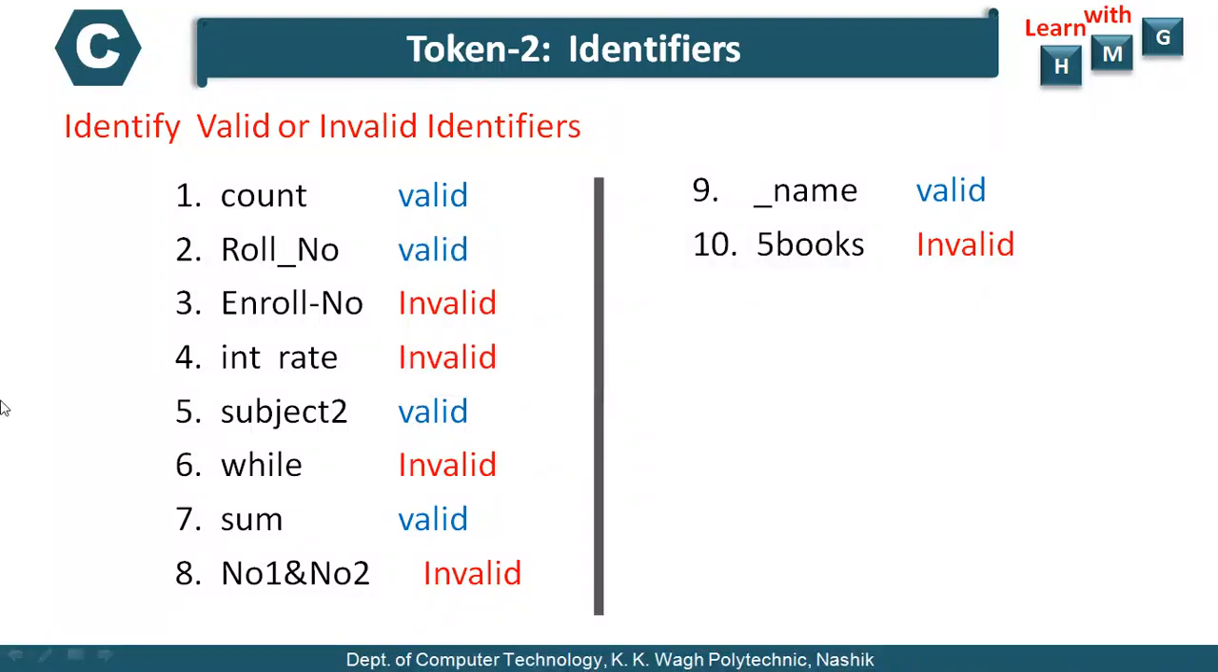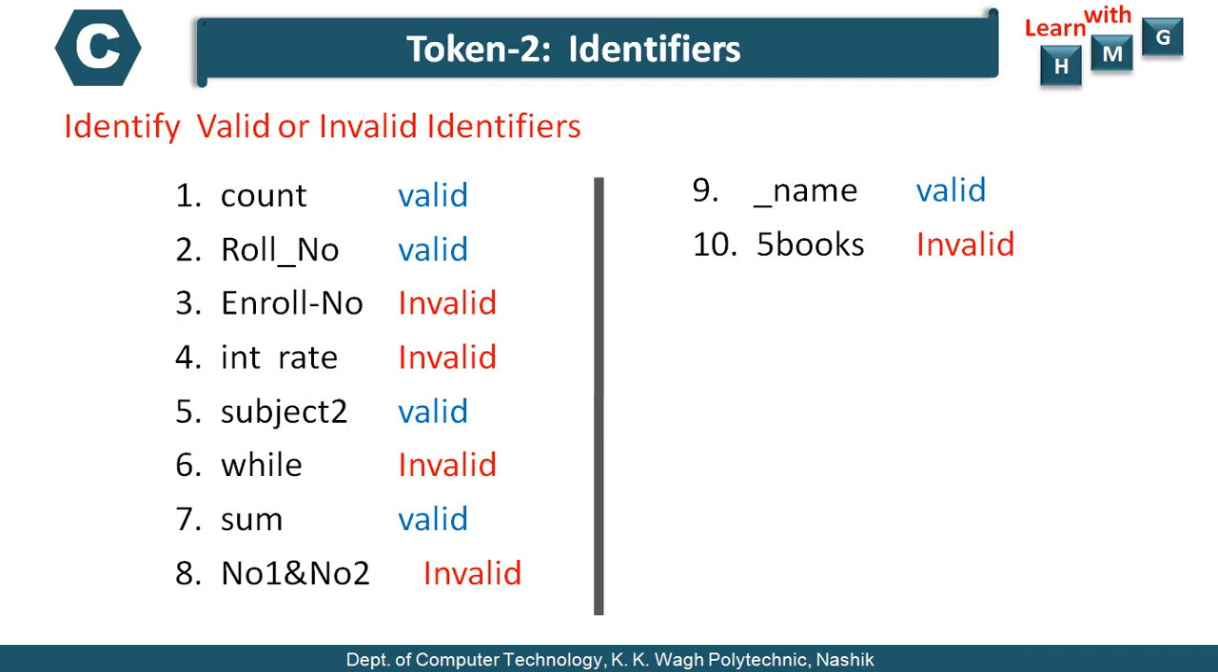Let us look at some examples to see whether these identifiers are valid or invalid. First is count. All characters are valid. Roll underscore no, valid characters. Enroll dash no, here dash is not allowed, that's why it is an invalid identifier. Anti-space rate, space is not allowed, it is invalid. Subject2, it is valid. While is a keyword, so hence it is not valid. Sum is allowed, it is a valid identifier. No1 ampersand no2, ampersand is an invalid character, that's why it is an invalid identifier.